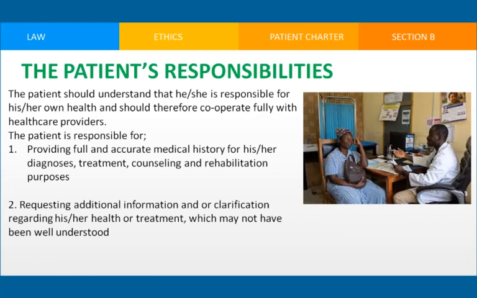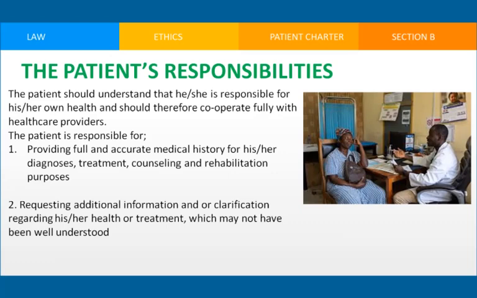So the patient is responsible for, one, providing full and accurate medical history for his or her diagnosis, treatment, counseling, and rehabilitation purposes. Okay, the patient comes to the hospital and lies to the doctor, doesn't give them the full information. You have a condition, you don't tell them the truth. You've done surgery before, you say you've not done surgery before. You drink alcohol, you say no, you have never taken alcohol before.